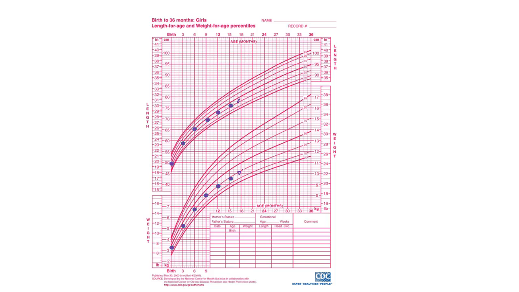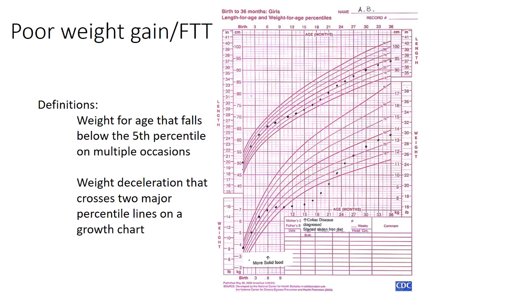But what if things aren't working so well? So let's talk about poor weight gain. It's also known as failure to thrive. The definition for failure to thrive is a little ambiguous. It could be weight for age that falls below the 5th percentile on multiple occasions, or a deceleration that crosses two major percentiles on our growth curve.